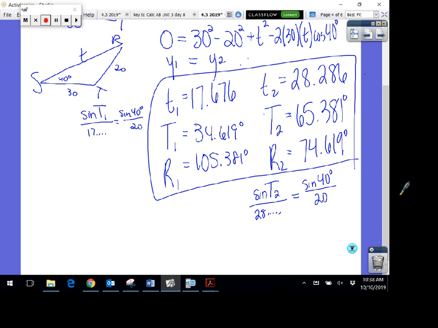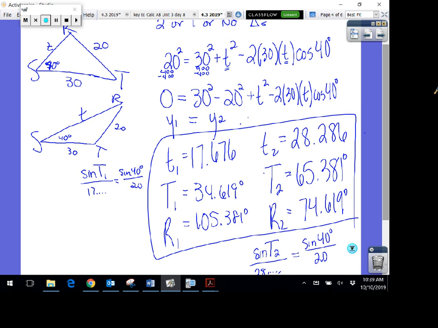When it is side-side-acute angle, there is a chance that you have two triangles, one triangle, or no triangles. If you set up your law of cosines, and if we had left it, again, we could put this in y1 and this in y2 and see where it crosses at 400, but all we care about are the positive. We don't care about x being negative because it's an actual triangle. We can't have negative sides or angles.